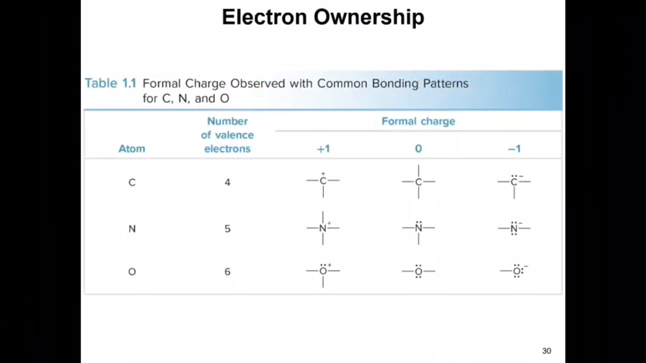So here's a table showing you the typical formal charge for carbon, nitrogen, and oxygen. The first carbon here owns 3 electrons, and you subtract that from its number of valence electrons and you get positive 1 formal charge. This nitrogen here on the left has a positive 1 charge, and that's because you subtract 4 owned electrons from its 5 valence electrons, so you get plus 1. And oxygen right here on the left has a positive 1 charge because it has 5 owned electrons, and you subtract that from 6 valence electrons and you get positive 1.